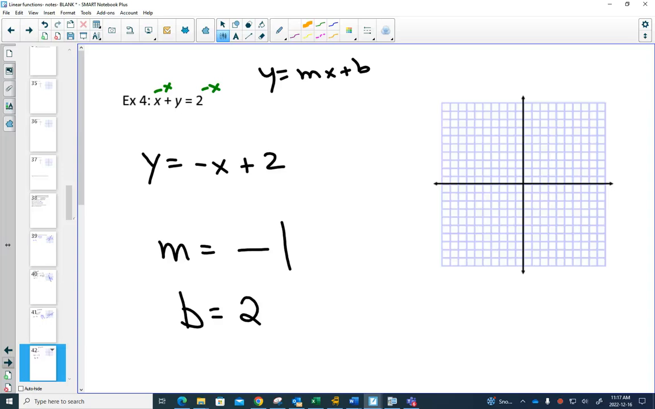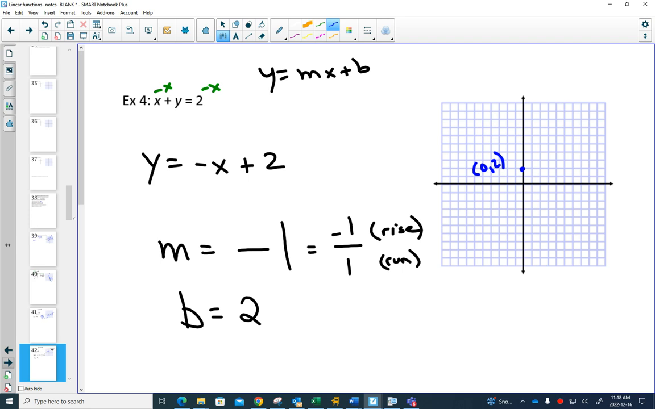If m is -1, as a fraction that's -1/1, so you can think of that as your rise over your run. Even if it's a whole number, you sort of always have to change it to a fraction. We've got b as 2, so that means I've got this point at 0, 2.